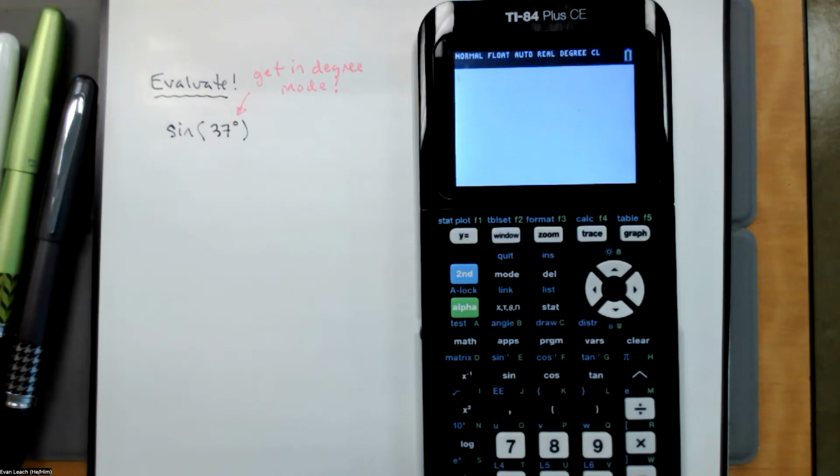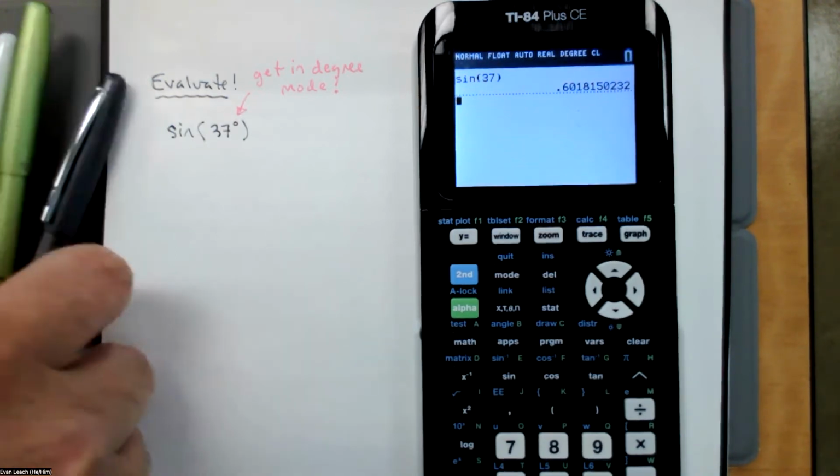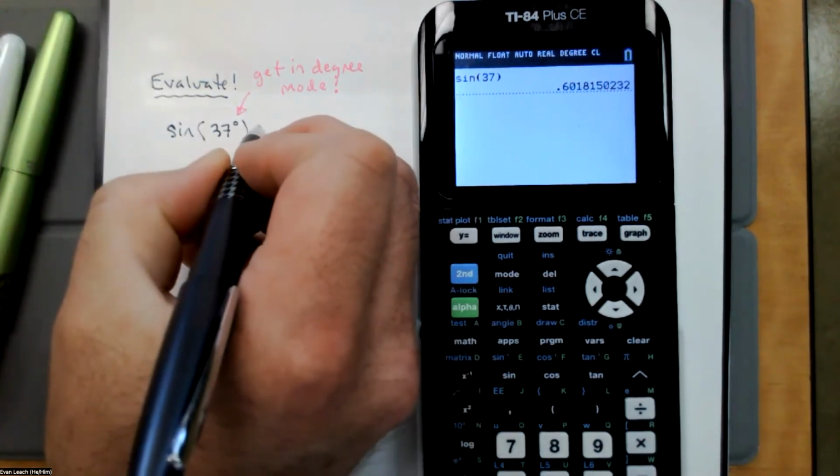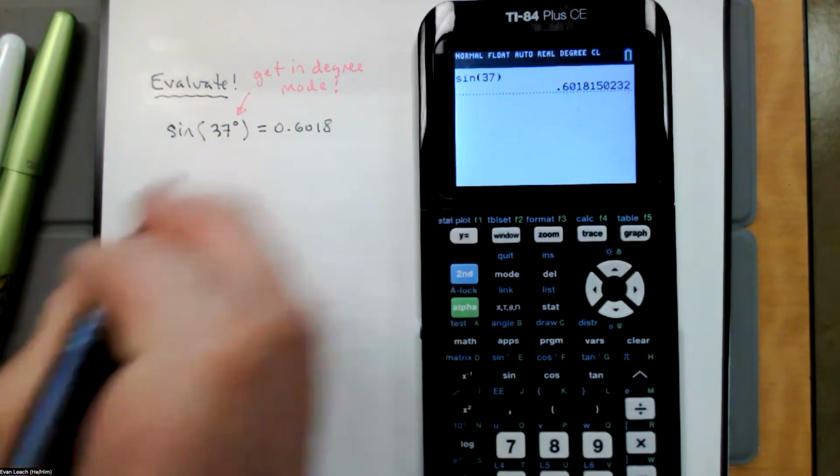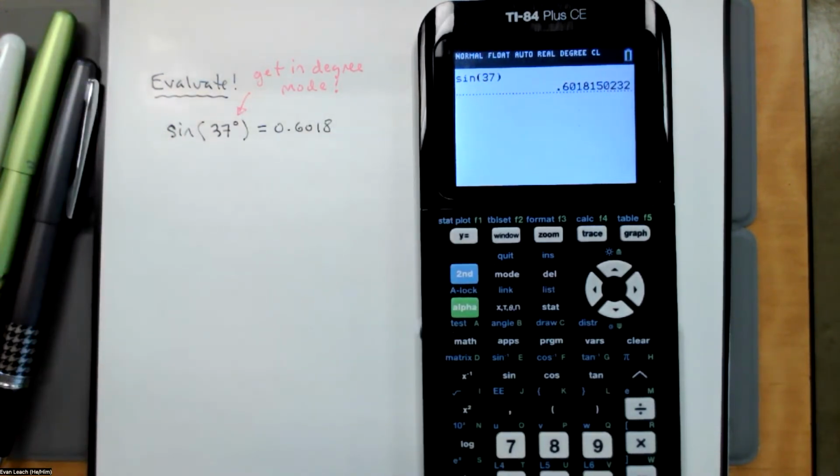TI-84 is type it like you see it. So I'm just going to press the sine button and then 37, and I'm going to close parentheses because I'm trying to build good habits with my parentheses. And then hit enter. There it is, 0.6018. So in TI-84 style, you type it like you see it.